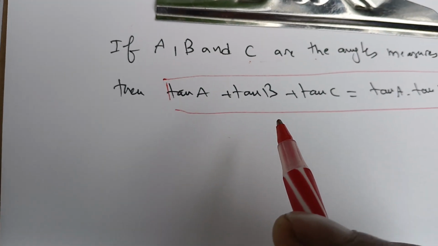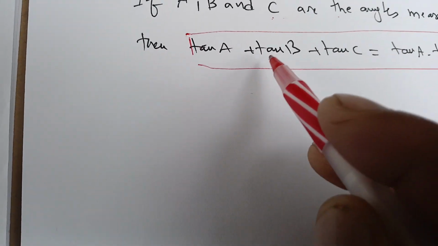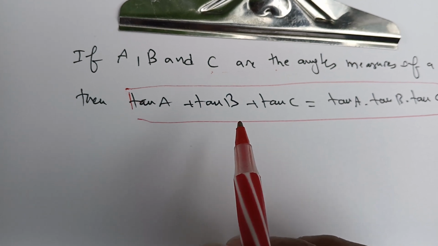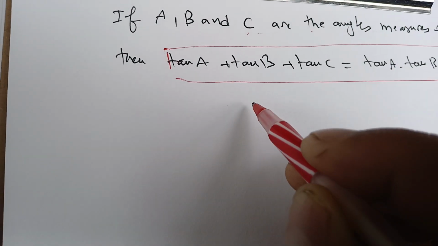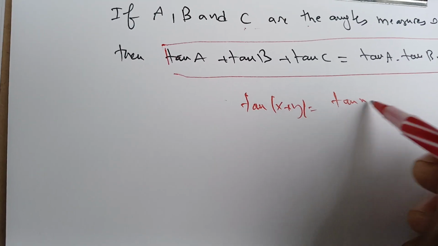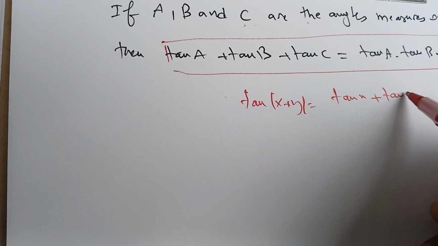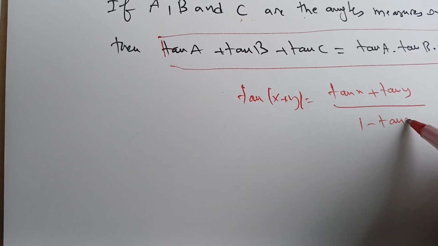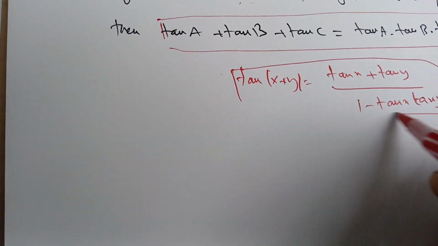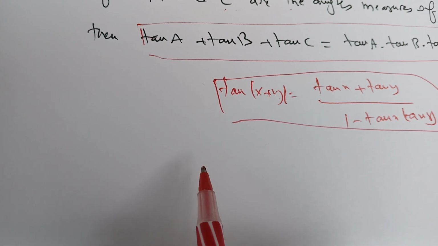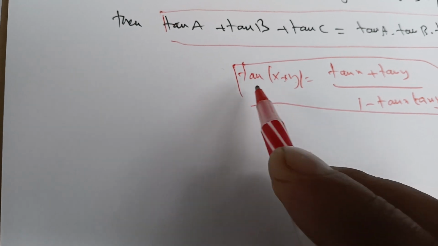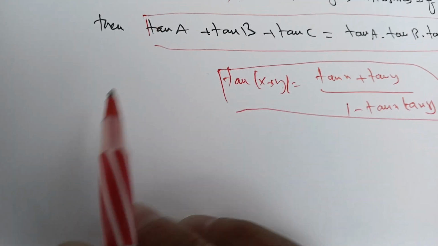So one key idea, if you want to solve this one by yourself and check it before seeing any solution, is to remember that tangent of x plus y is tangent x plus tangent y over 1 minus tangent x times tangent y. This is for two angles only, for x and y. But if you have x, y, and z, you will have to apply this one more time.